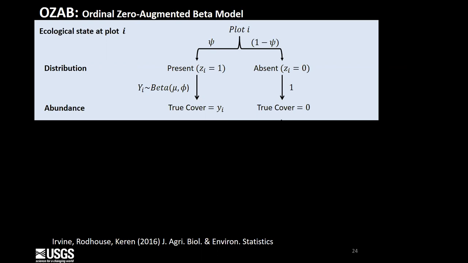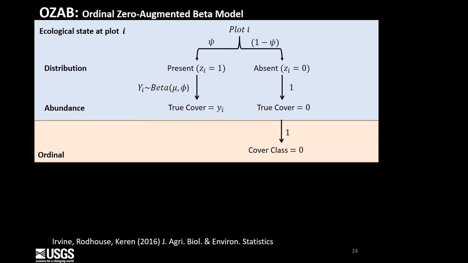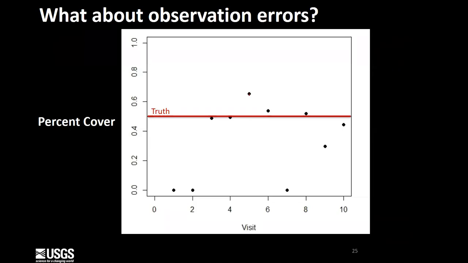Now, to get to the ordinal piece, we have to add another layer. If there's 0% cover, then we know that cover class is going to be 0. This is the meaningful part. And then this is basically the thresholding part. So instead of thresholding the logistic, we're thresholding the beta to get at these different cover class proportions, essentially. And this is actually from a Jabez paper that was back in 2016.